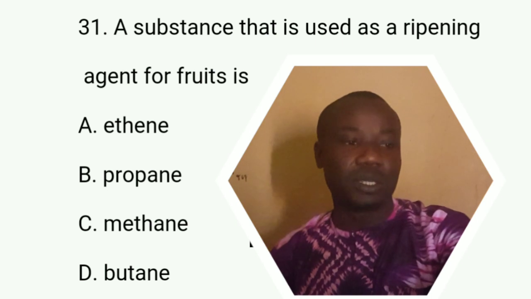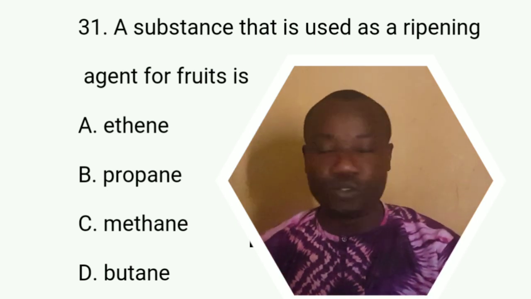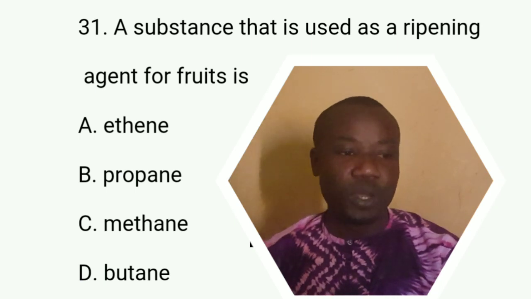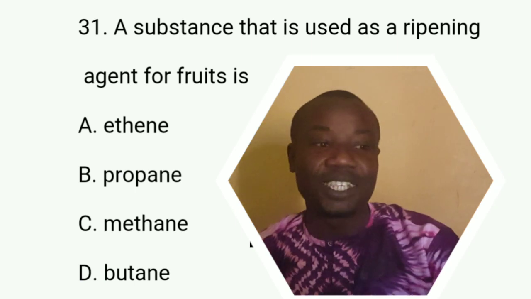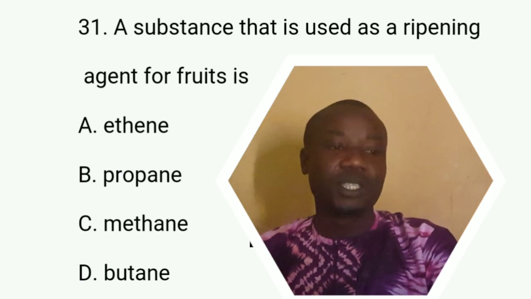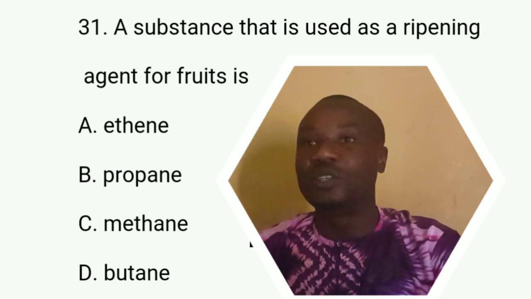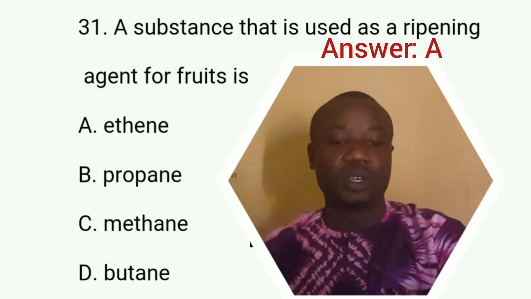Question 31. A substance that is used as a ripening agent for fruit is A. ethene, B. propane, C. methane, and D. butane. So the right answer there is A, that is ethene. So we use it in ripening fruit.